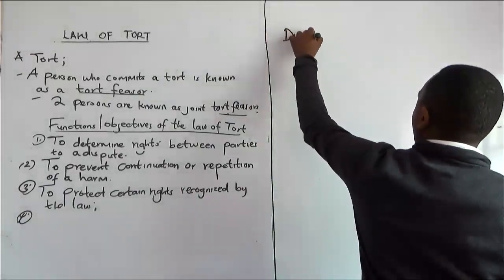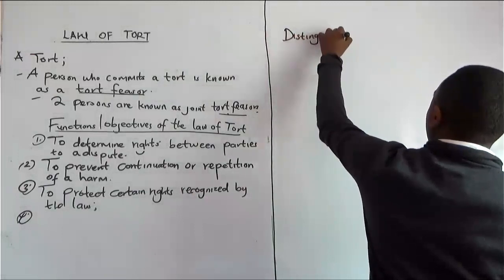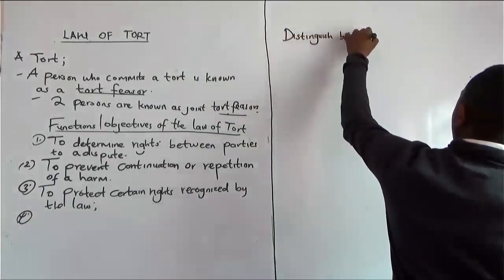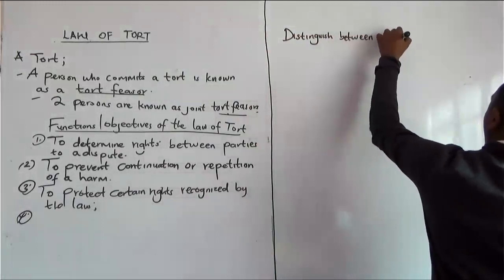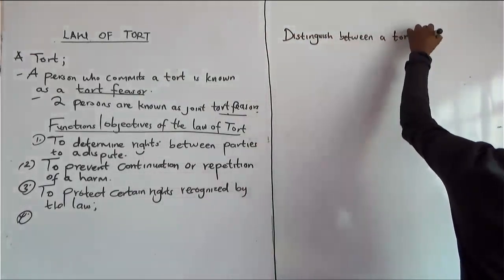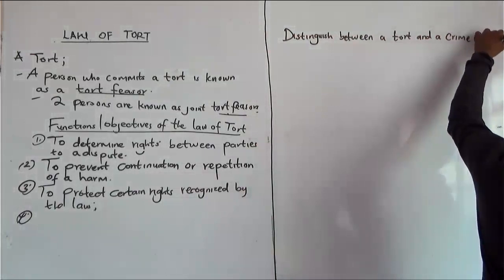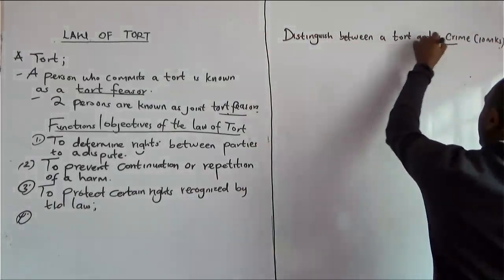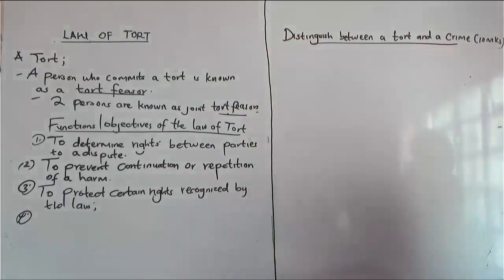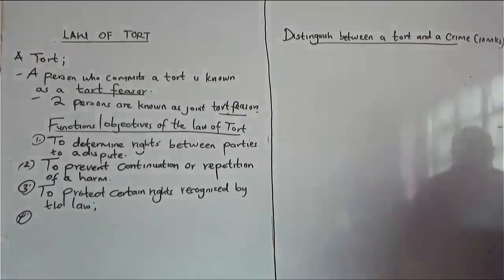Distinguish between a tort and a crime. 10 marks. Distinguish between a tort and a crime. 10 marks. So we can draw the table.